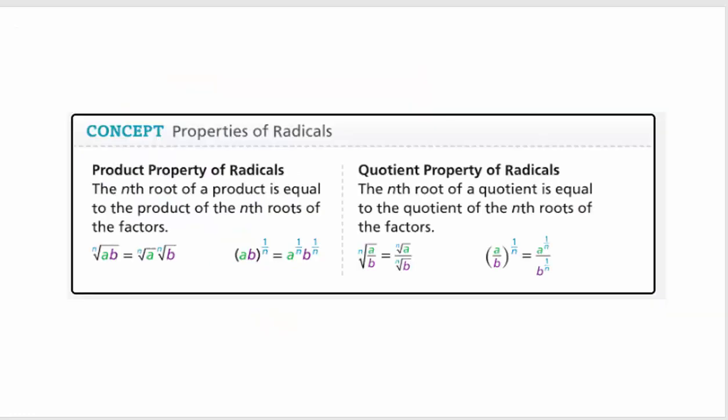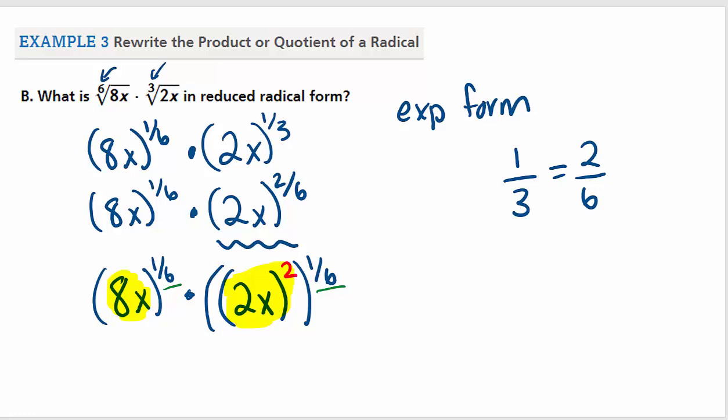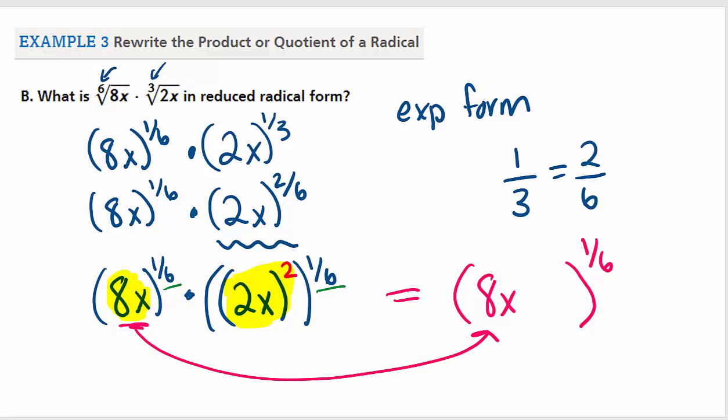When we have two bases that are raised to the same exponent, we can condense them and put them together with that same exponent on the outside. So that's the rule we're going to use right now. I'm going to keep that 1/6 on the outside, and on the inside I have 8x, which I get from here, and then I have 2x squared, which I get from the second term.